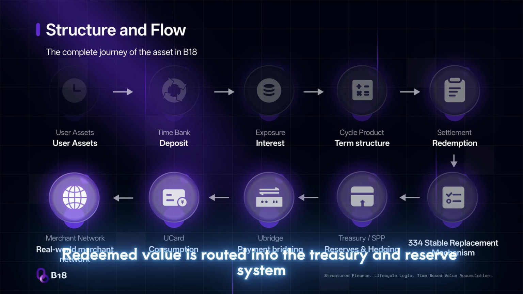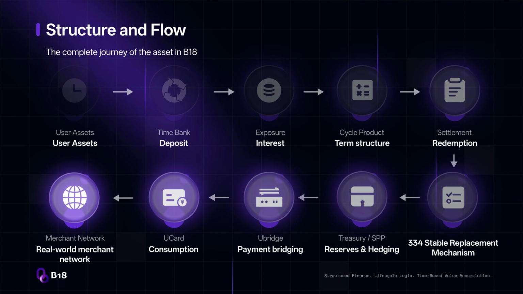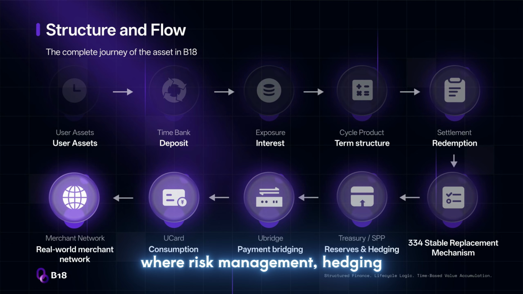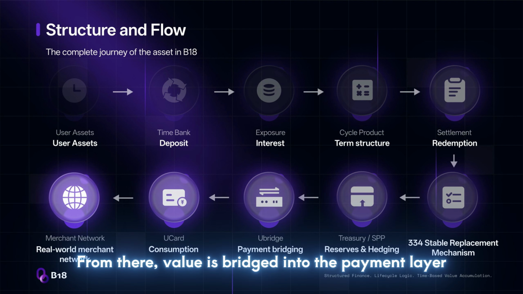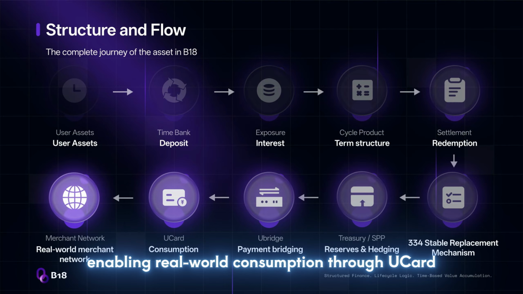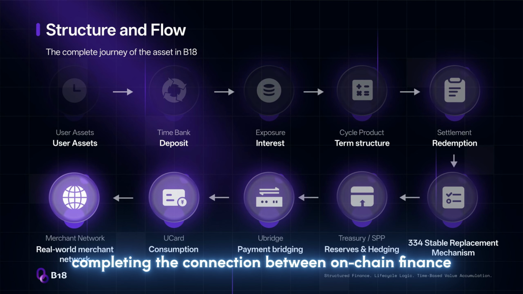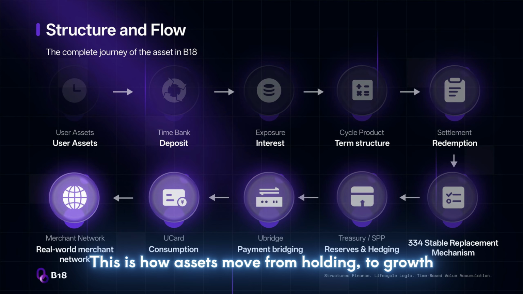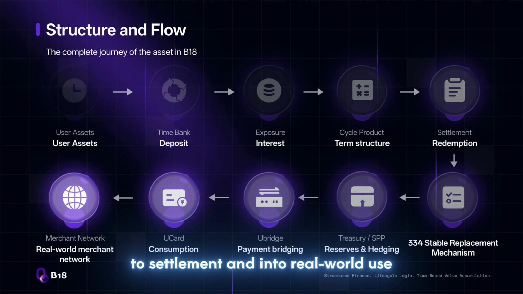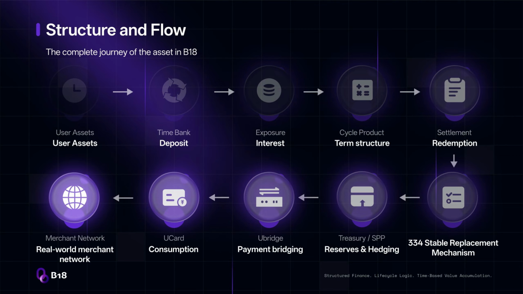Redeemed value is routed into the Treasury and reserve system, where risk management, hedging, and the 334 stable replacement mechanism maintain system stability. From there, value is bridged into the payment layer, enabling real-world consumption through UCard. Finally, payments flow into the merchant network, completing the connection between on-chain finance and real-world economic activity. This is how assets move from holding to growth to settlement and into real-world use.